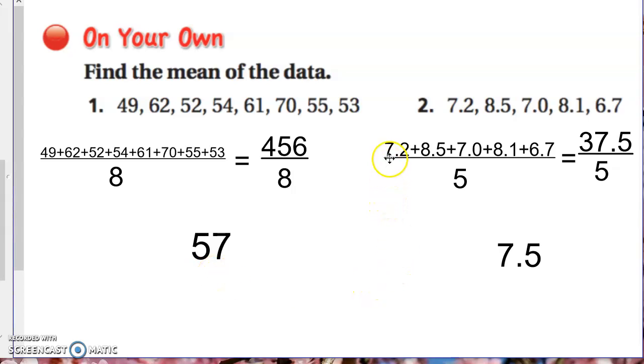Question number 2, 7.2 plus 8.5 plus 7 plus 8.1 plus 6.7 equals, that adds up to be 37.5, and then I divide it by 5 because there's 5 numbers in this data set, and you should get a mean of 7.5.